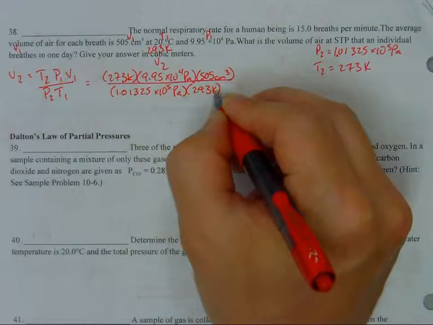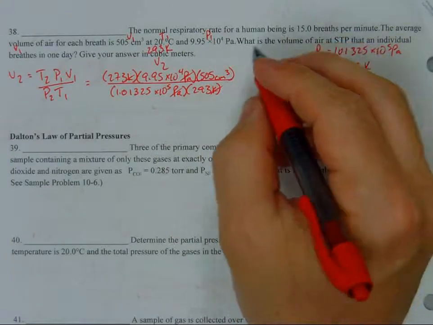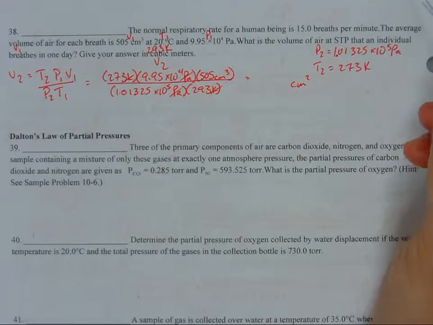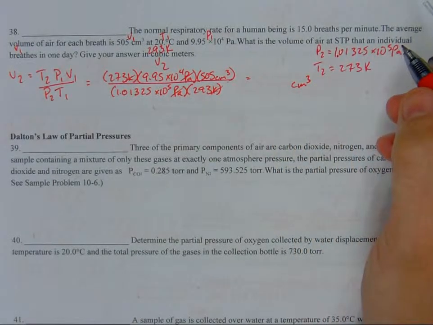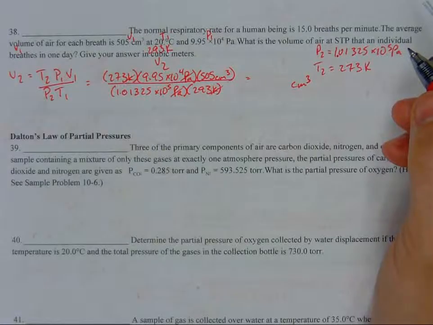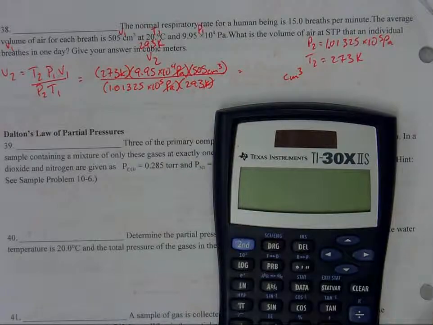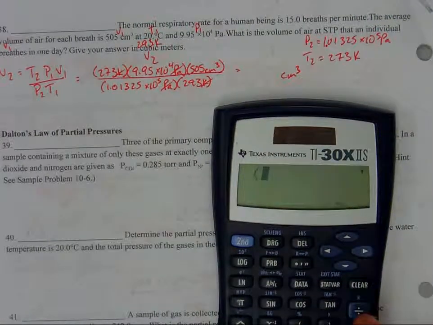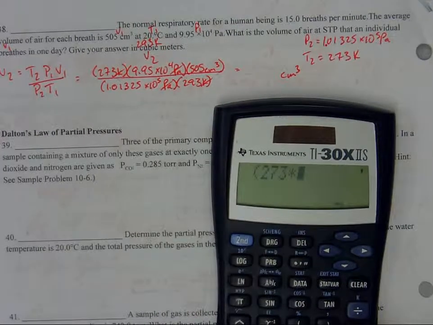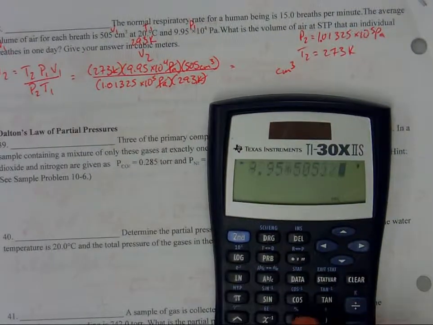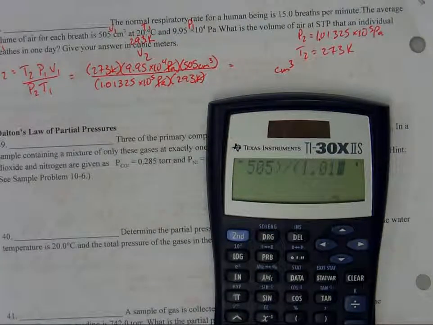Now the kelvins will cancel out, so those are gone. Pascals will cancel out, so those are gone. The only unit I have left is cubic centimeters, which is handy because my answer should be a quantity of volume. So let's actually do some calculator work here. We'll go in parentheses 273 multiplied by 9.95 times 505, then divide by 1.01325, and then that by 293.